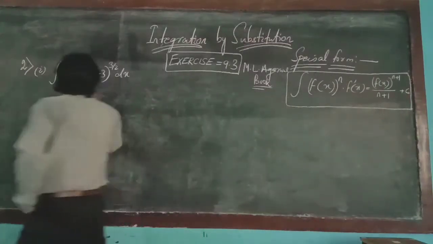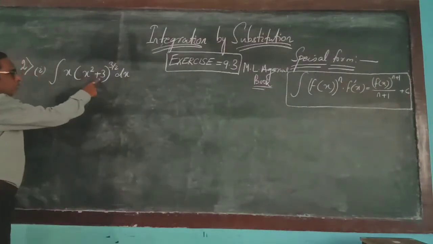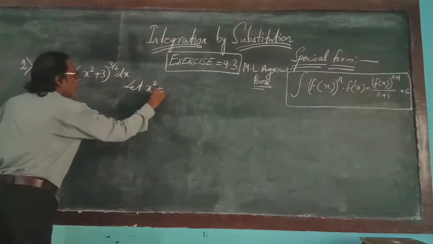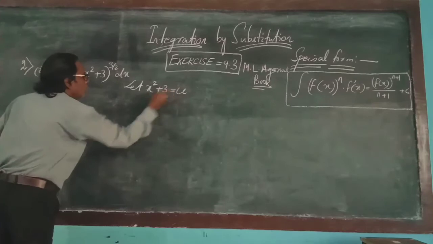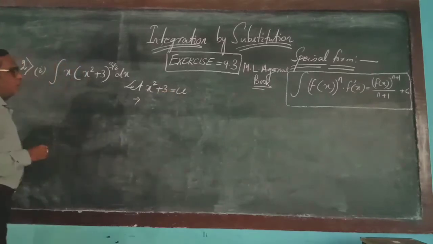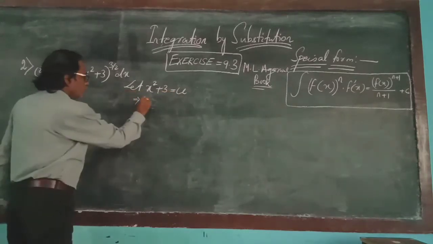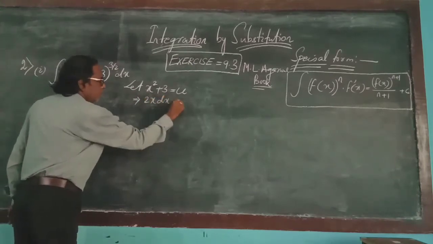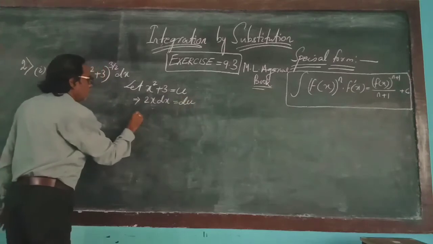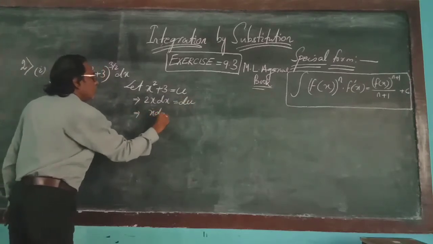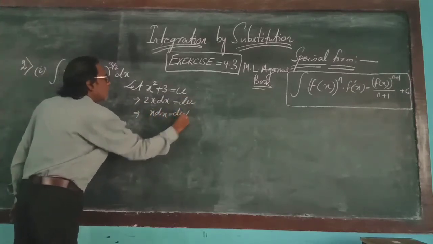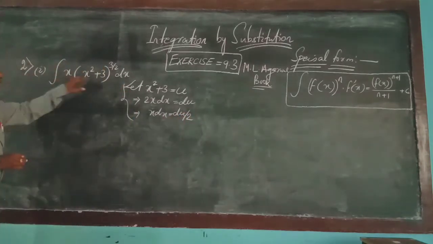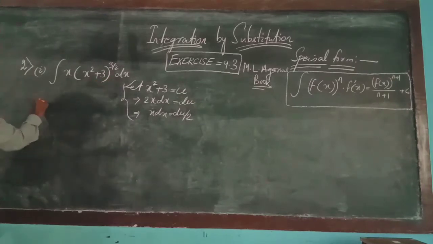The question given is x square plus 3. You have to take this as u. Let x square plus 3 be u. What is the derivative of x square? That will be 2x, and the derivative of 3 is 0. So 2x dx equals du. The final will be x dx equals du by 2. Now put the value of x dx as du by 2.